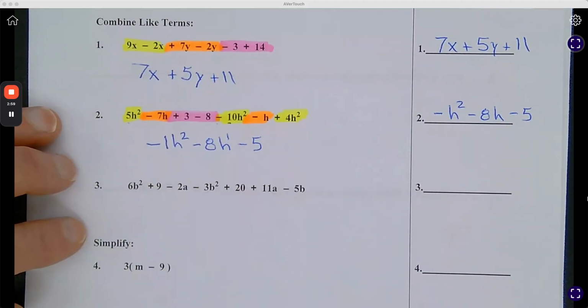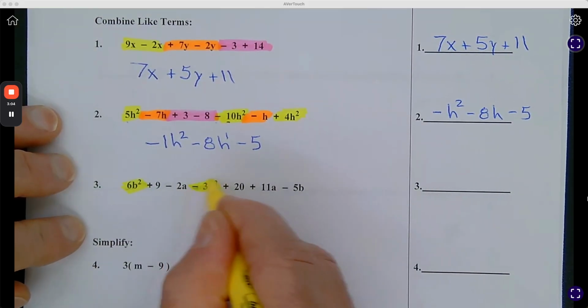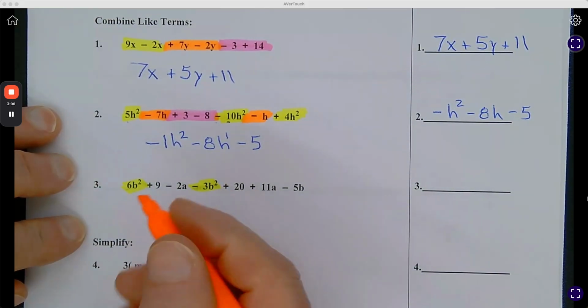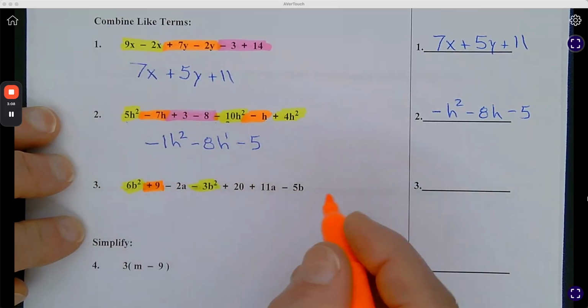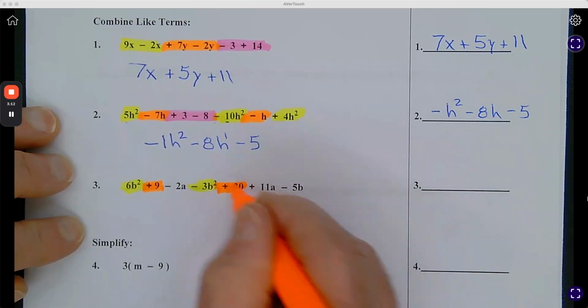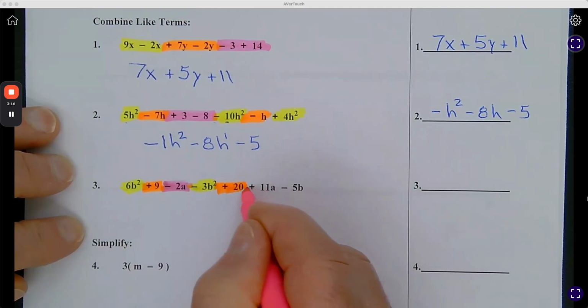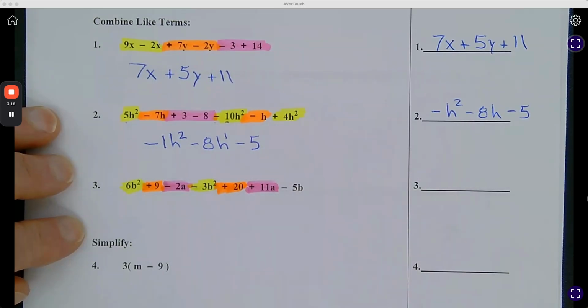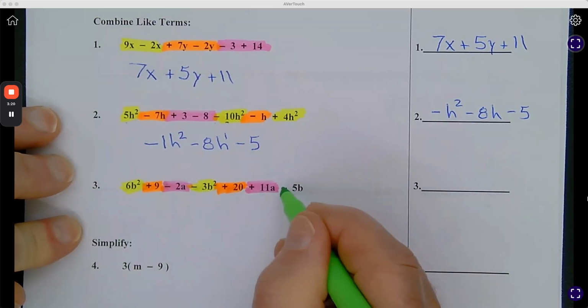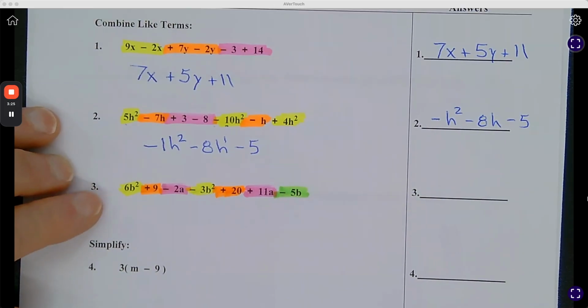It's going great. This is b squared. This is b squared. This is a constant term, 9. Constant term, 20. And then I'm going to go ahead and combine these like terms. And then notice how I have that term. All right, so let's go ahead and combine those like terms.